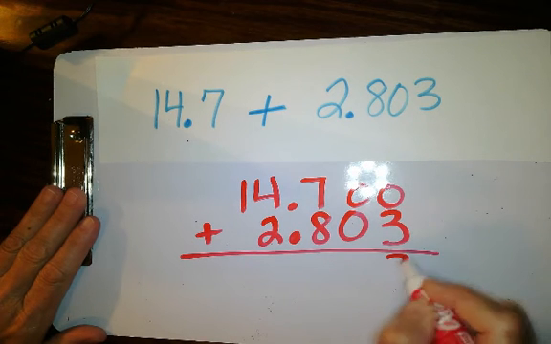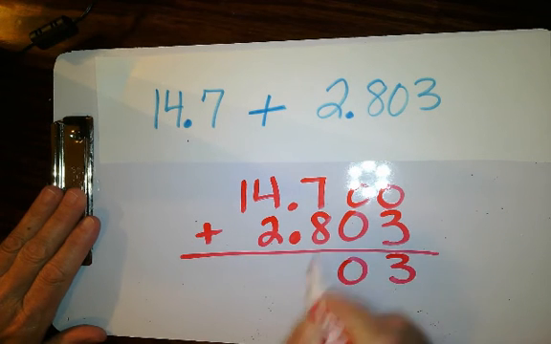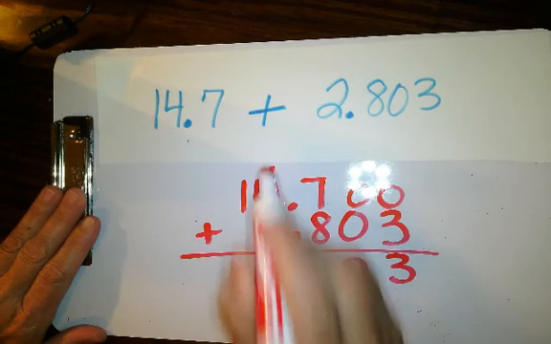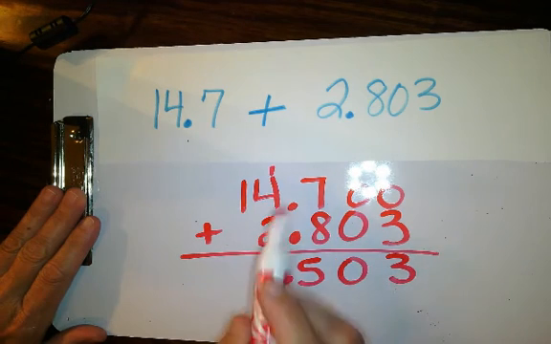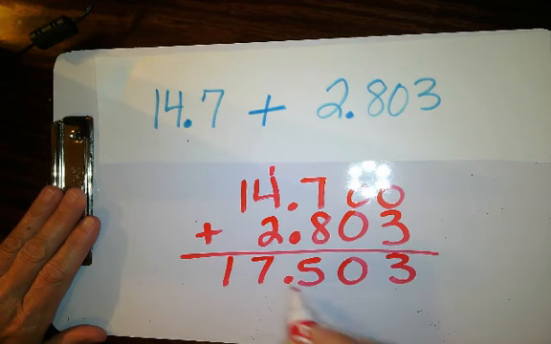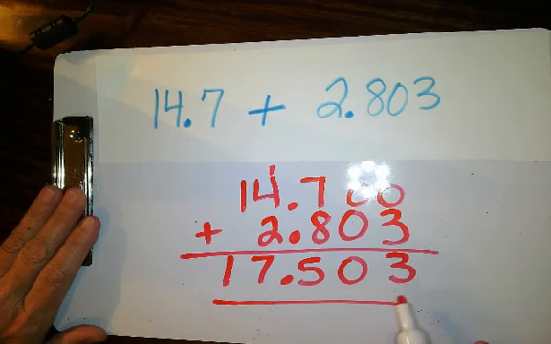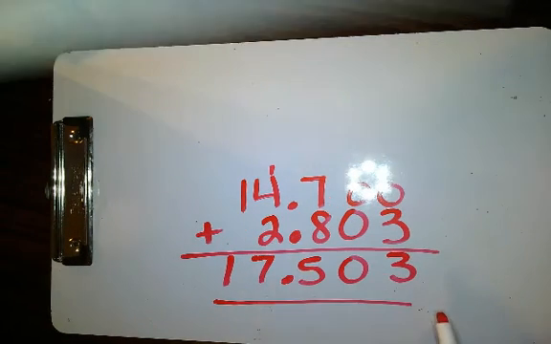0 plus 3, 3. 7 plus 8, 15. I'm going to regroup my 1 into the ones place. 1 plus 4 is 5, plus 2 is 7. So my answer is 17 and 503 thousandths. Let's take a look at another problem.